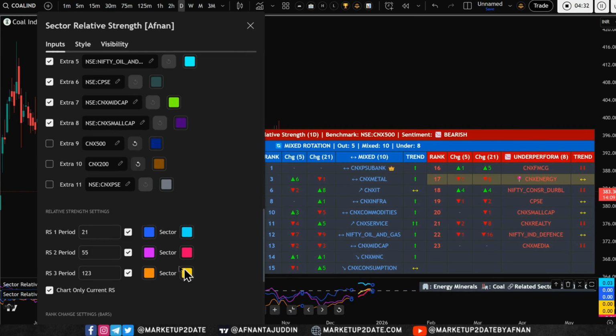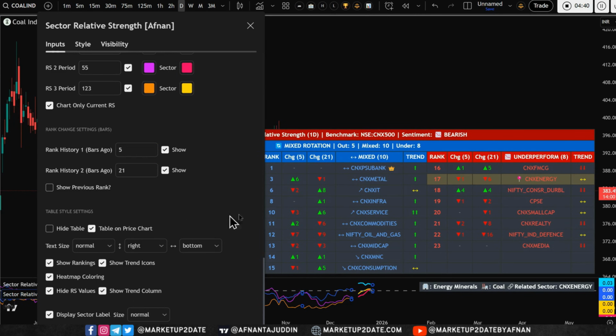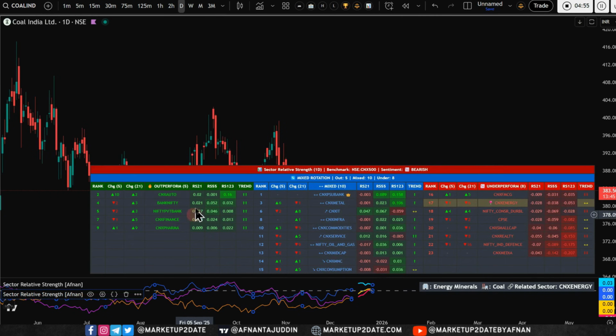You can adjust the settings as needed, enable or disable RS lines, change their colors, or modify the calculation period. If the table is too small, change the font size or the table location, or hide it on the second instance and only use the first instance for scanning. If you want deeper insight, keep heat maps and rank change turned on. Use the setup that fits your style.